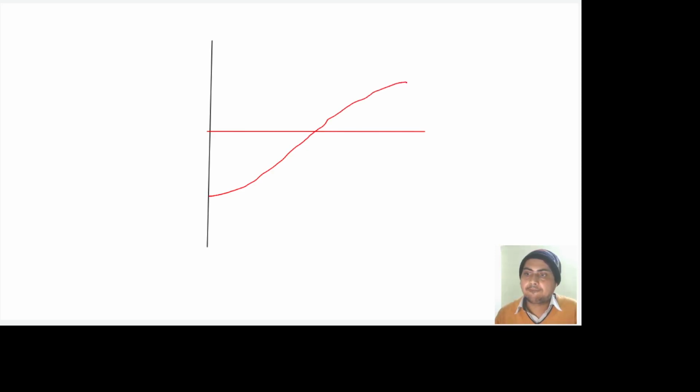Let's say this is the function and this is the value of x, and the function behaves like this. And here the function value is 0, this is f of x, and this is x. So this will be the root.